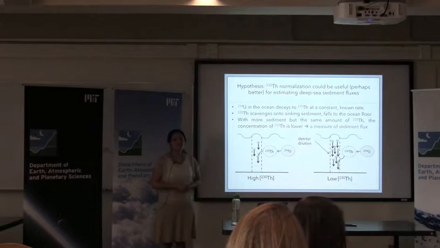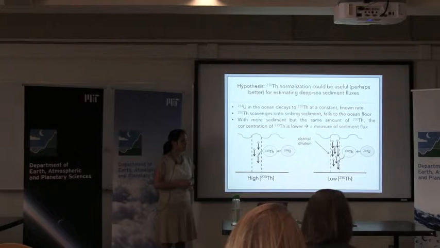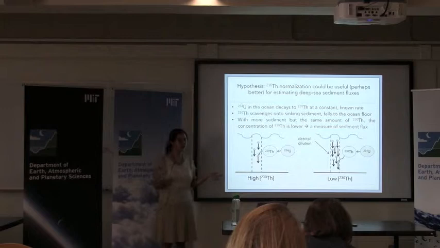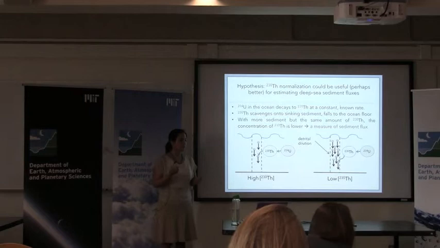The idea behind 230 thorium normalization is that we're looking at 230 thorium concentrations in the core as a proxy for IRD fluxes. This idea is based on the fact that the ocean contains a reservoir of uranium, specifically 234 uranium, which is decaying at a constant and known rate to 230 thorium. And that's assumed to have been the same historically as what we observe today.